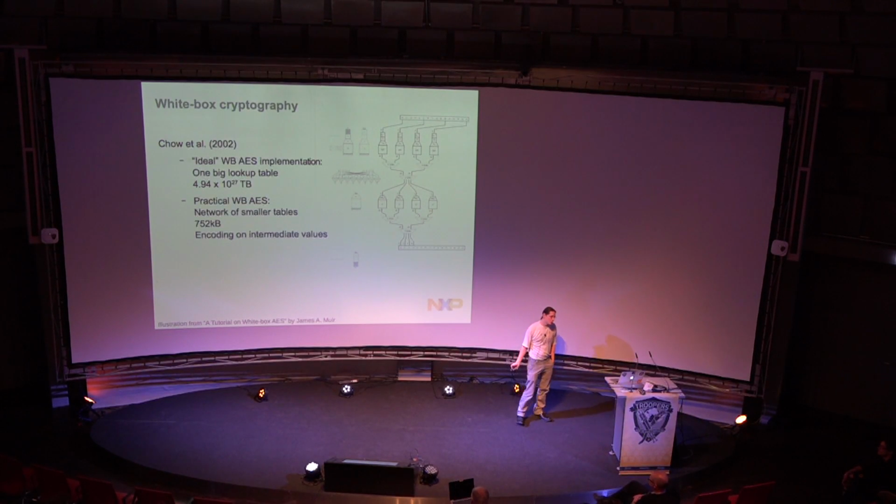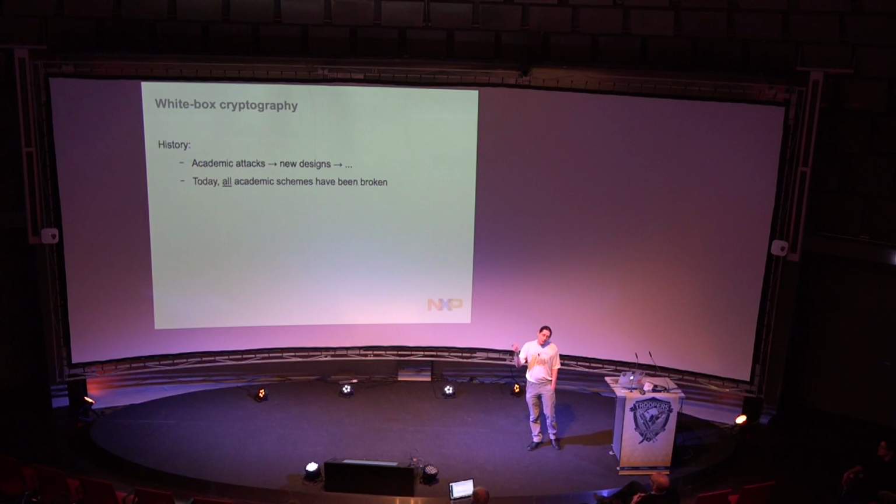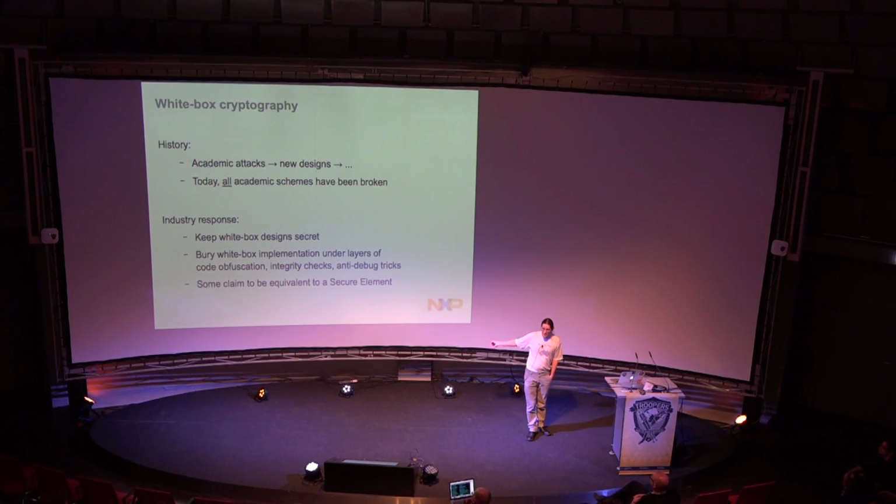And then the rest of the story about the academic white box research is this was broken. Someone else proposed something else to fix it and to resist the attack that was published, and then another attack was published that broke that scheme, and so forth. And today, I have to recognize that all the academic white box schemes that were proposed are all broken on paper. Now, the industry is still using it for DRM, for HCE, so how come?